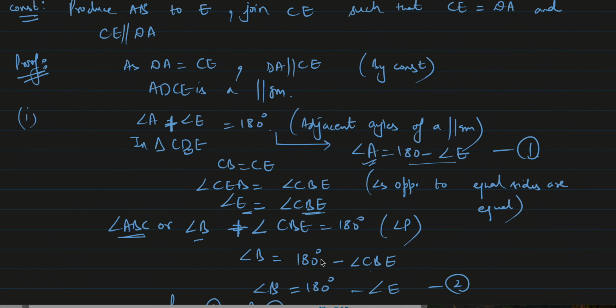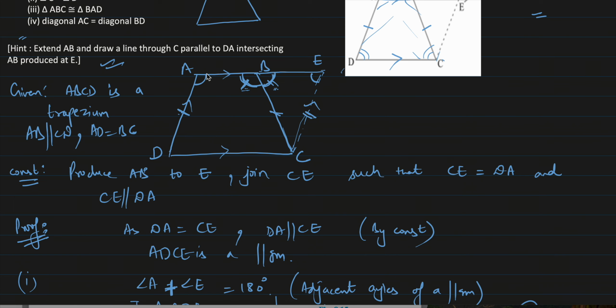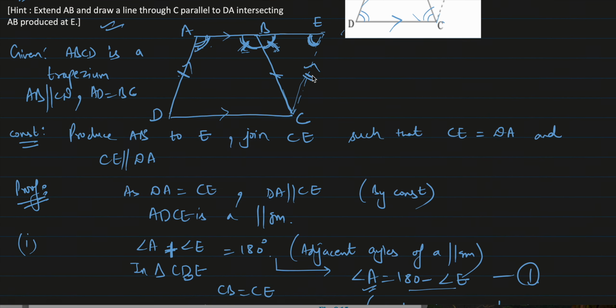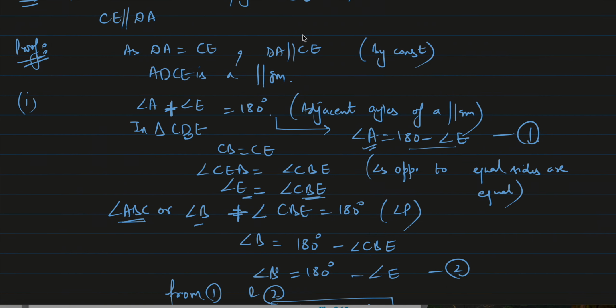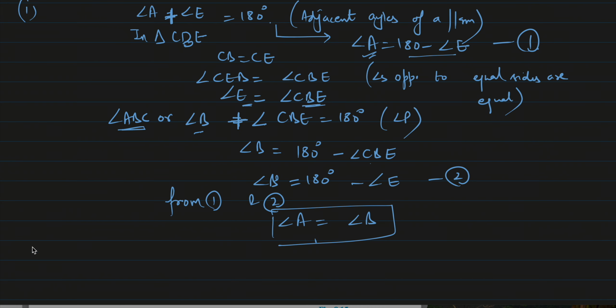So what we used over here is only two properties. One is the adjacent angles of a parallelogram are 180, A plus E is 180. So from here I got A is 180 minus E. Then this angle B plus this CBE also equals 180, linear pair. So B is also 180 minus this CBE, but this CBE equals angle E. Reason being that it's an isosceles triangle, the two sides are equal, so opposite angles will also be equal. So hence you got A equals B. I hope it's clear. Now let's move to the second part.